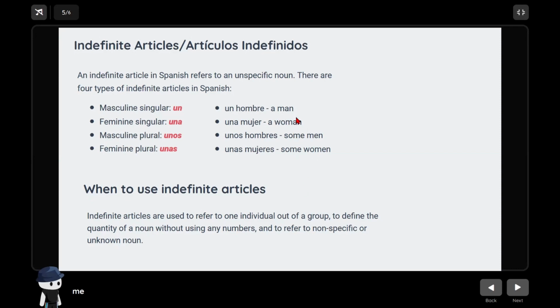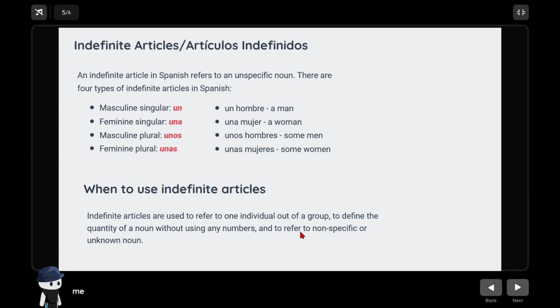Right? We say an elephant. We say an apple, right? Or to define the quantity of a noun without using any numbers. Unos hombres, some men. So that's an amount of men. I didn't say 20, I didn't say five. I said an amount that's more than one, but we don't know the exact number.